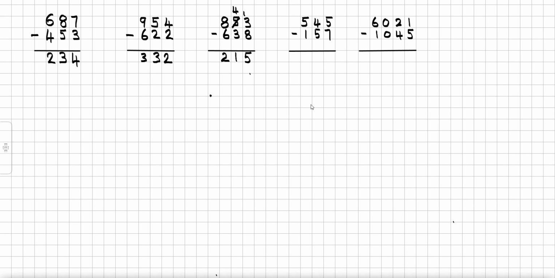Moving on. 545 minus 157. And again, looking at the units column, we haven't got enough to take 7 away without going into negative numbers. So we're going to borrow. So the 4 becomes a 3. And that 1 is taken over here and becomes 15. 15 minus 7 is 8. And then moving on, we've got the same problem again.